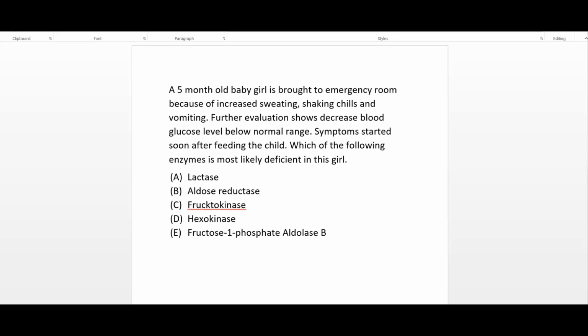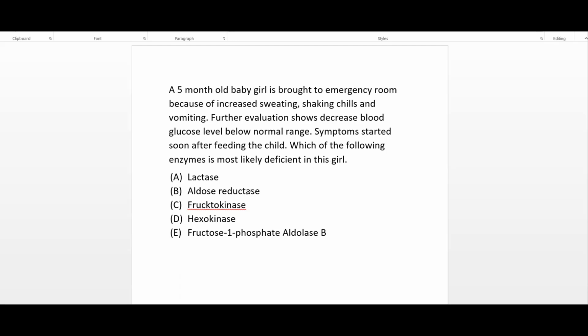Let's begin with the clinical vignettes. A 5-month-old baby girl is brought to the emergency room because of increased sweating, shaking, chills, and vomiting. Further evaluation showed a blood glucose level below the normal range. Symptoms started soon after feeding the child. Which of the following enzymes is most likely deficient in this girl?